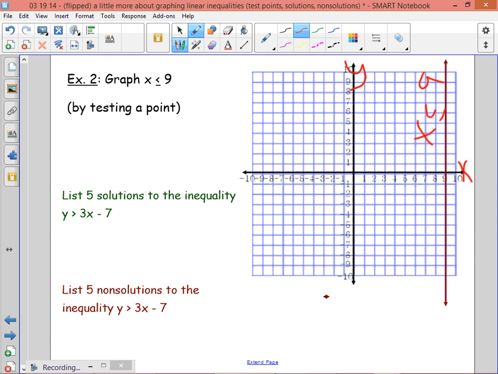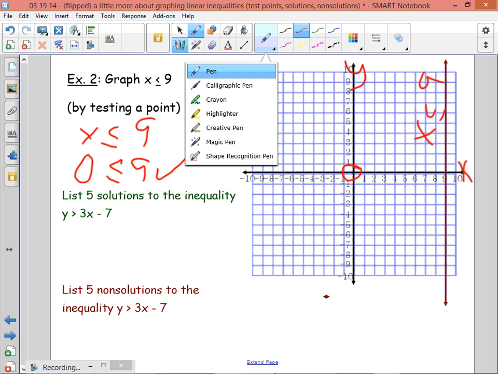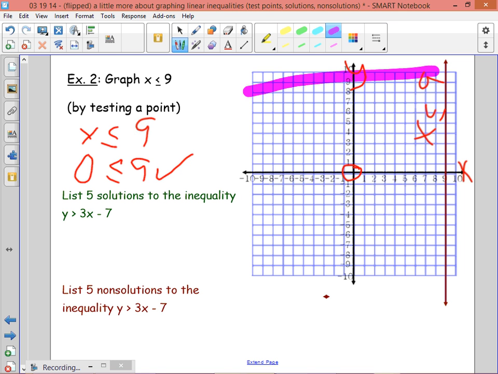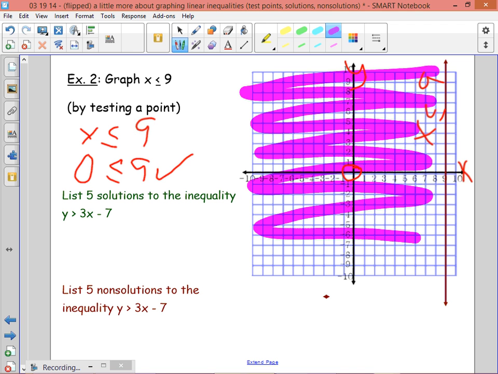And I need to figure out which side of this line to shade. Again, I'm now going to test a point. I'm going to test 0, 0. Of course, I don't need to plug in anything for y because my equation is x is less than or equal to 9. So I plug in 0 for x. Is 0 less than or equal to 9? Sure is. So what do you know? I shade the side that has the origin in it. That's a test point, everybody.